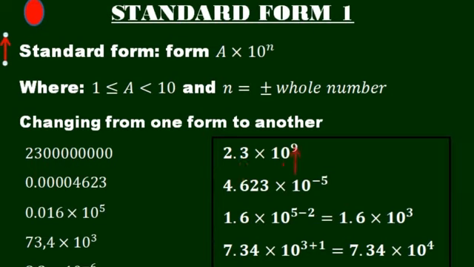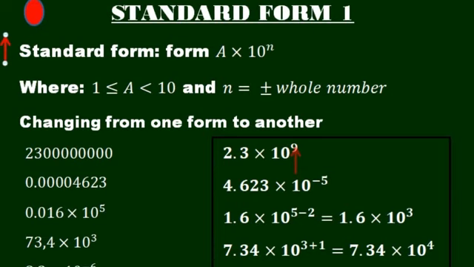How do we know if this power is supposed to be positive or negative? If you move your comma from left to right, the power is negative. If you move from right to left, the power is positive. In this case, we're moving from right to left. Therefore, the power is going to be positive there. But if you move from left to right, the power is negative. So right to left, power positive. Left to right, power negative.